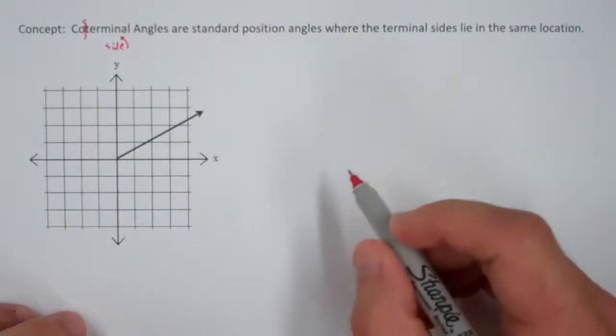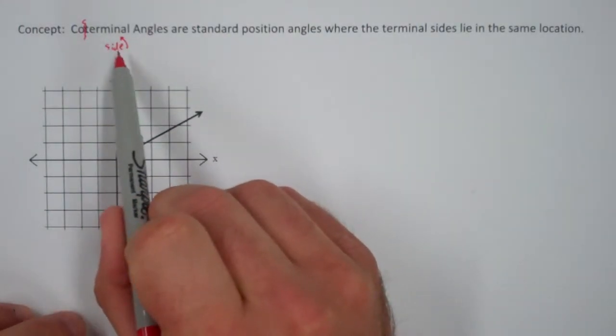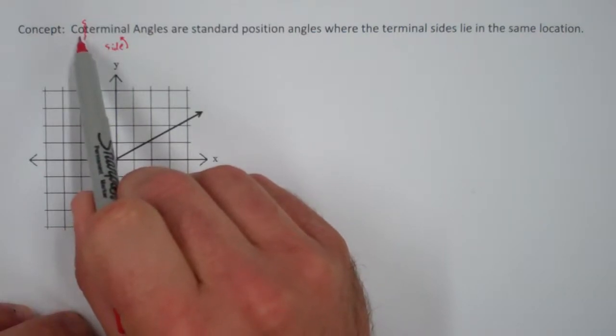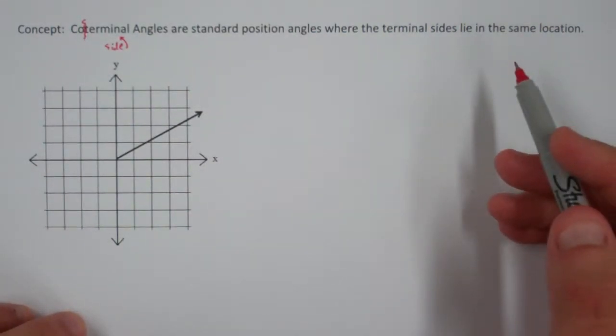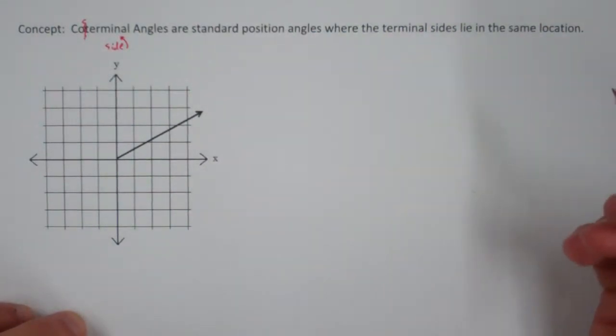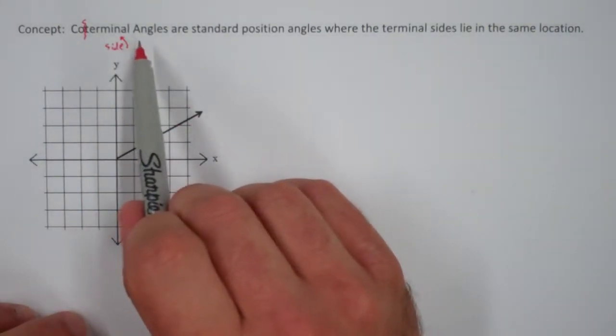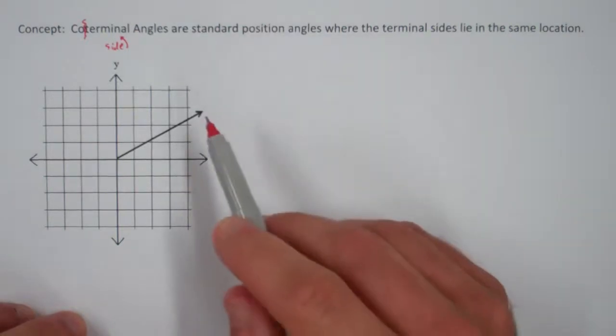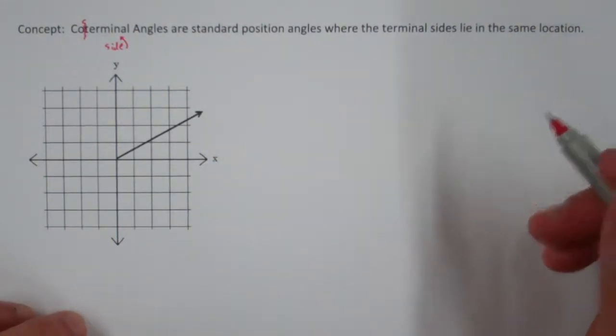So you can read that part there. And then the terminal sides of these angles are going to be in the same location. And that's really all that coterminal angles mean. And you can see up here I've written down a definition for you: coterminal angles are standard position angles where the terminal sides lie in the same location.